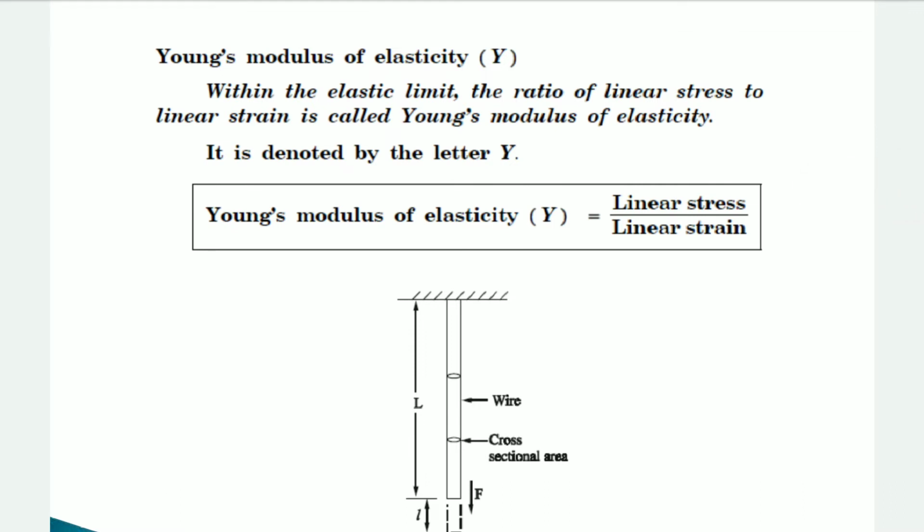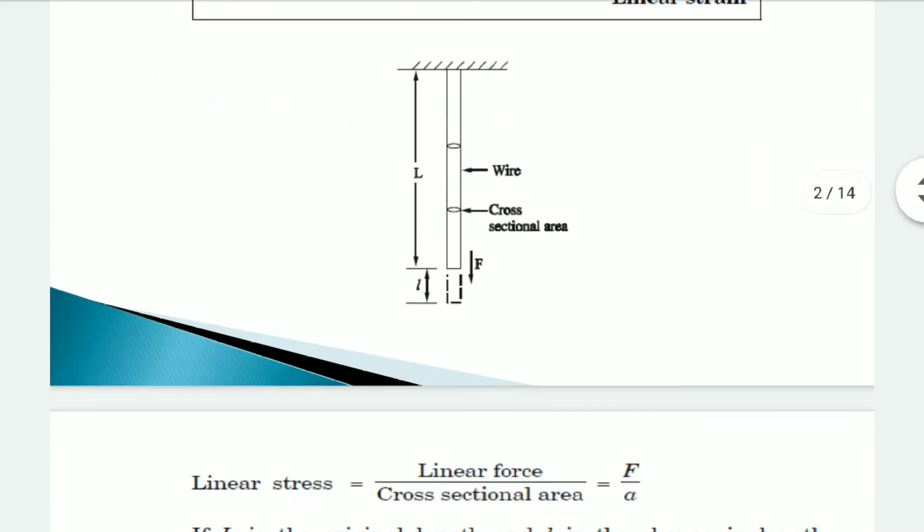Young's modulus of elasticity. It is defined as the ratio of the linear stress to the linear strain within the elastic limit of the material. Consider a wire fixed at one end and loaded at its free end. The original length of the wire is taken as capital L. Its cross-sectional area is taken as small a. When the load is applied, the length is increased from capital L by an additional length small l. There is a change in length, small l.